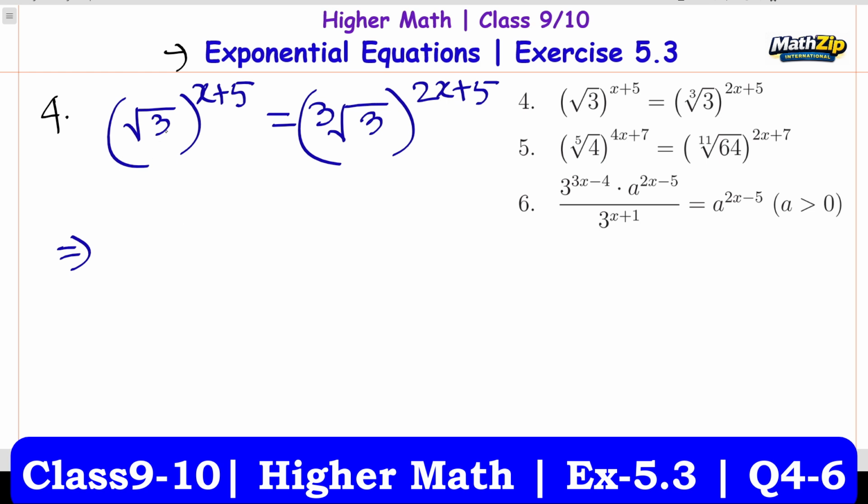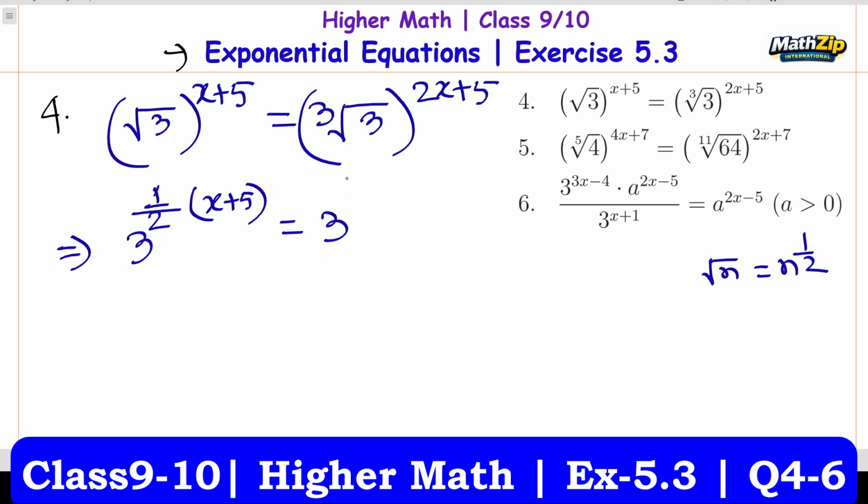Here is a cubic root. We can write 3 to the power 1 by 2, right? How? Root n equals n to the power 1 by n, and here is x plus 5 equal. Against cubic root we can write 3 to the power 1 by 3 times 2x plus 5.